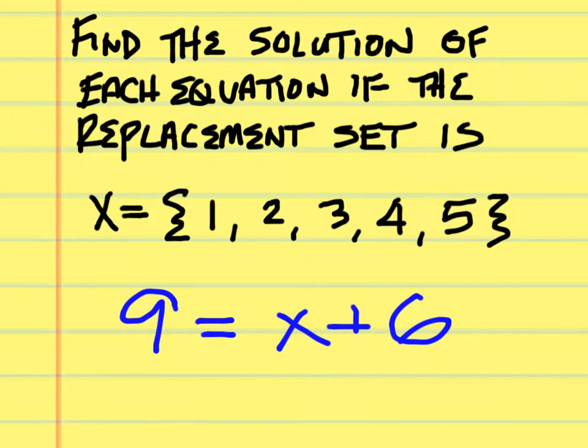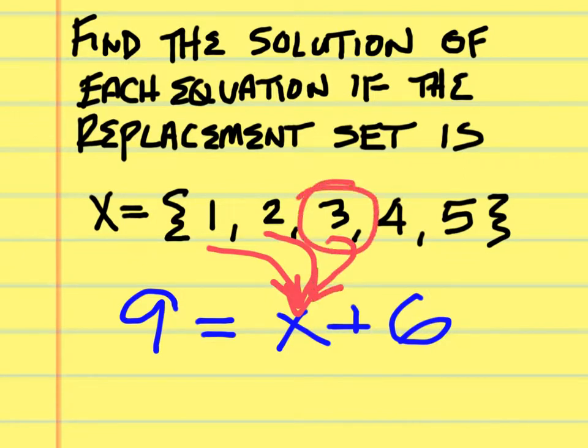that a true equation. So if I put a 1 in here, 1 plus 6 equals 9. Is that true? No. What about 2 plus 6? Is that 9? 3 plus 6? Yes, that will work. What about 4 plus 6? No. And 5 plus 6? No. So the answer is 3. 3 is the only number you can choose out of that set that would give you the true equation.